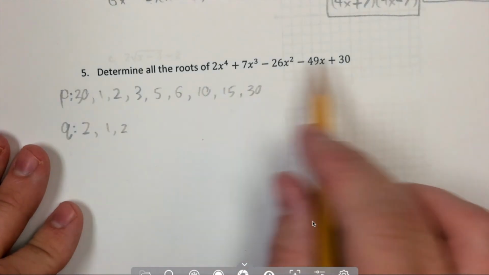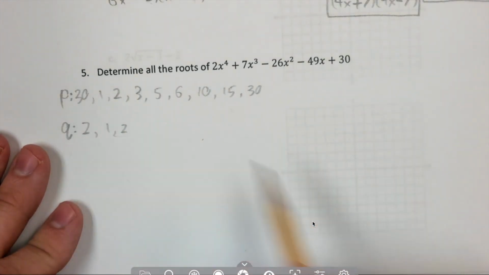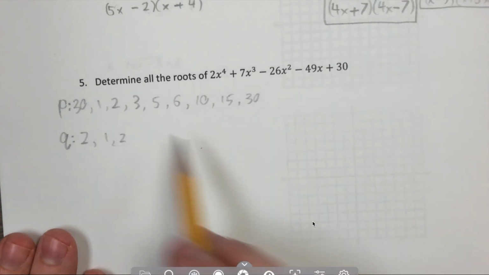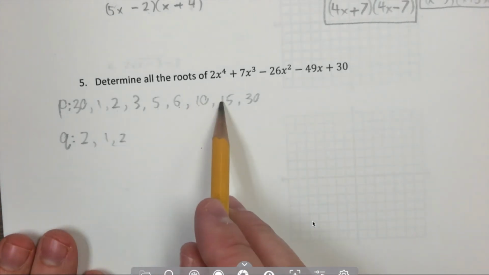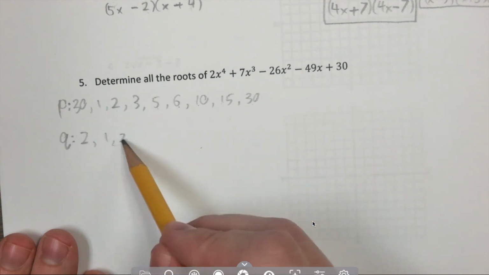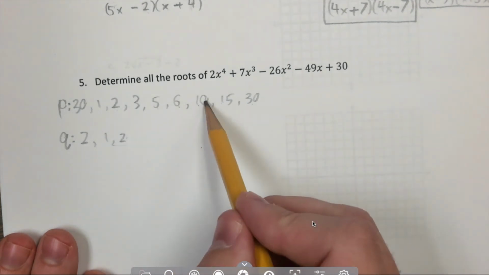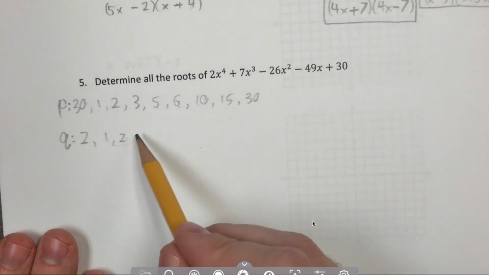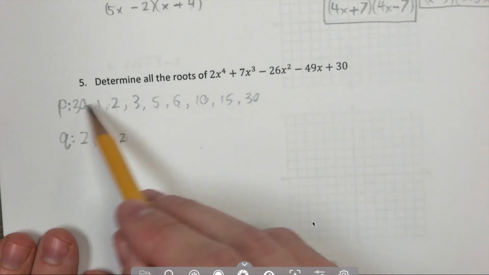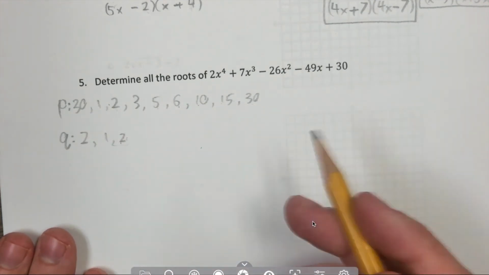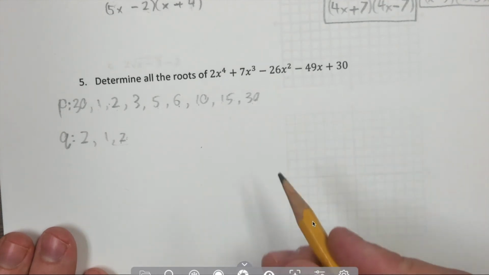Now, there could be imaginary roots that won't necessarily show up in this list, but any real root will be 1, 2, 3, 5, 6, 10, 15, or 30, or 1 half, 3 halves, 5 halves, 15 over 2, and 30 over 2, which is 15. If you notice, some of these, when you divide them, become roots you already had in the list anyways, so you don't really have to consider them as another solution. You've already considered those.